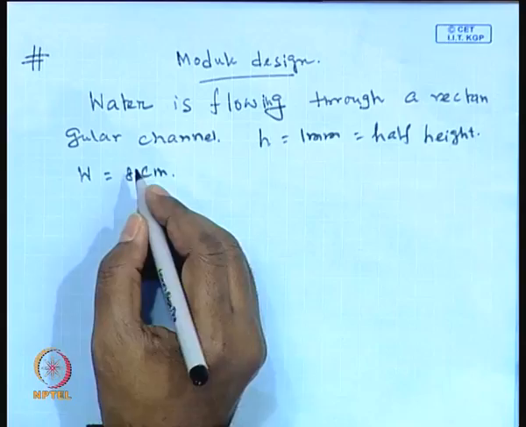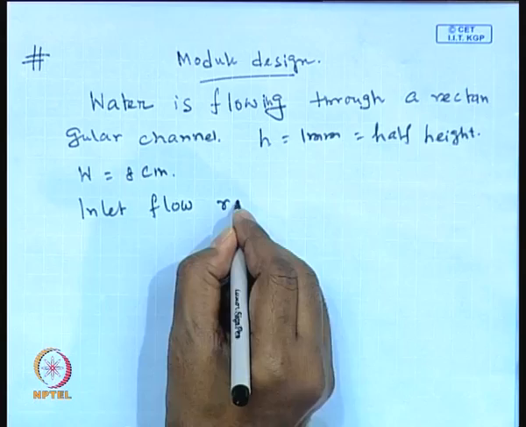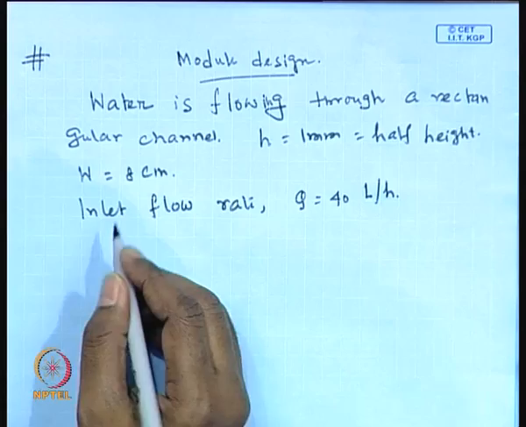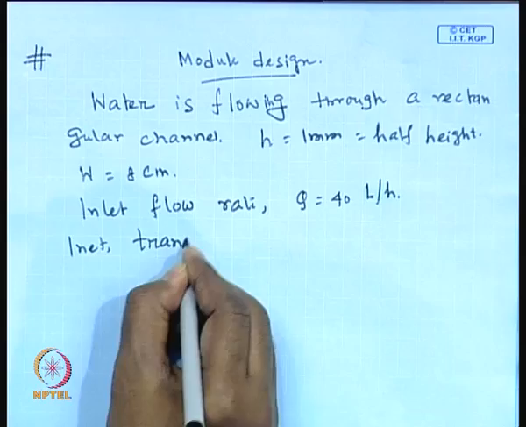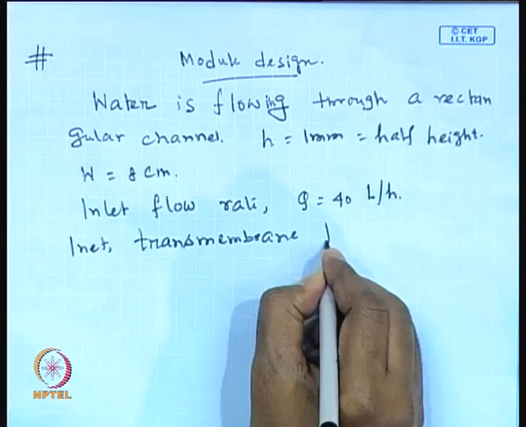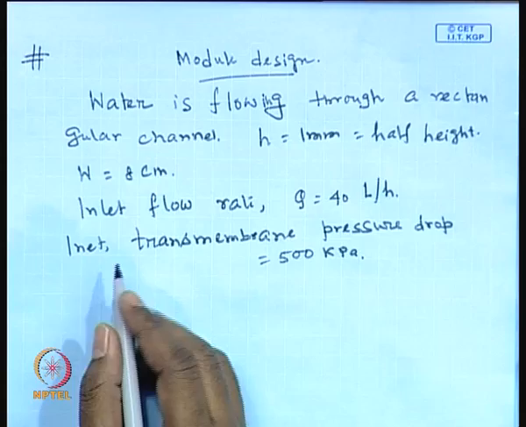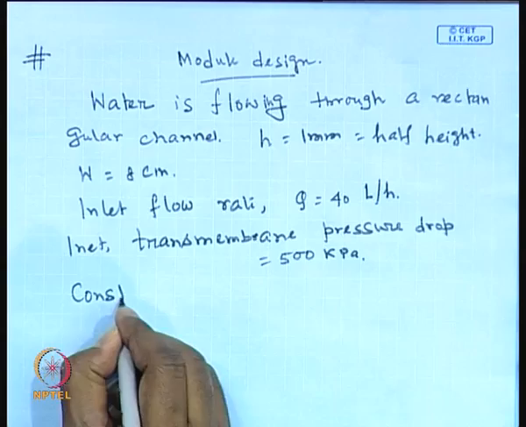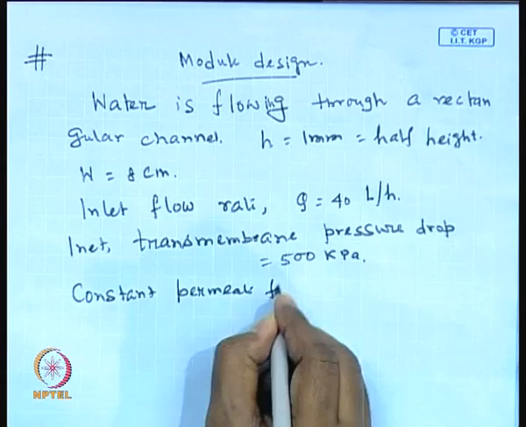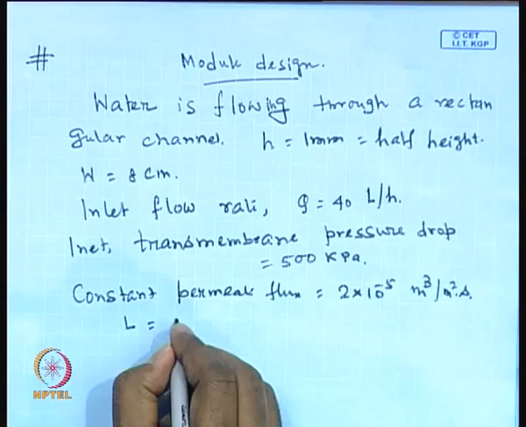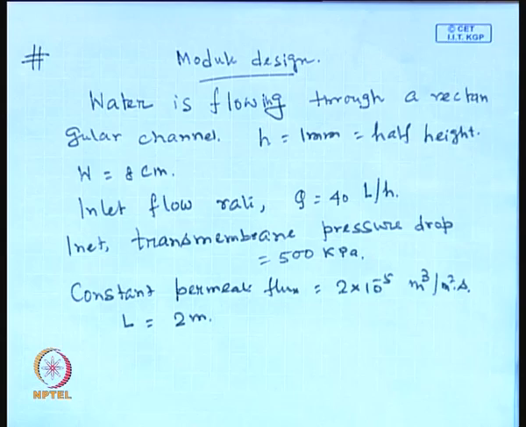The inlet flow rate Q is 40 liter per hour. The inlet transmembrane pressure drop is 500 kilopascal, and it results in a constant permeate flux of 2×10⁻⁵ meter cube per meter square second, and the length of the channel is 2 meter. Okay. So, these are the specifications, and based on this we are going to calculate some of the things.